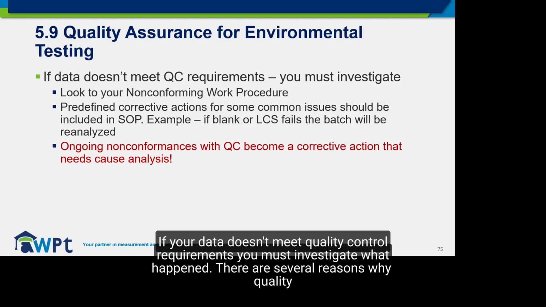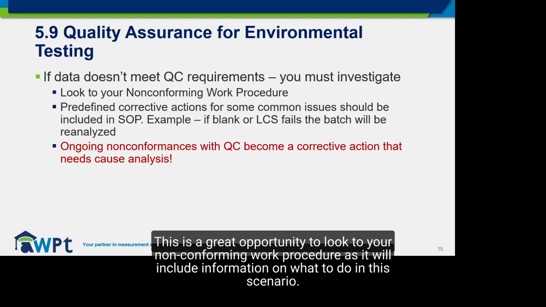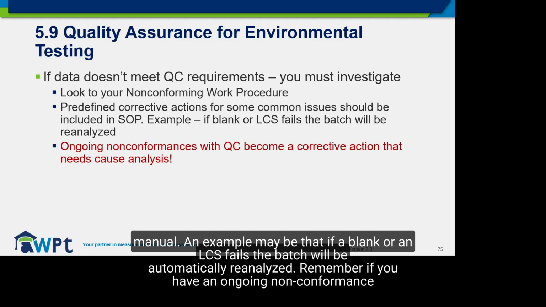If your data doesn't meet quality control requirements, you must investigate what happened. There are several reasons why a quality control might fail or may not meet the set requirements. Regardless, you'll need to investigate before continuing with your work. This is a great opportunity to look to your non-conforming work procedure, as it will include information on what to do in this scenario. You might also look to the method or the SOP. Predefined corrective actions can and should be included in your SOP, and potentially even in your quality manual. An example may be that a blank or an LCS fails, and the batch will be automatically reanalyzed.